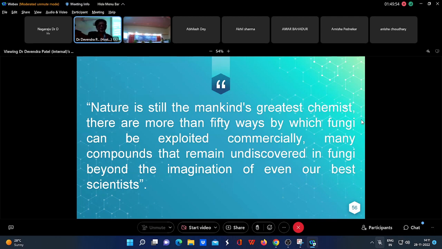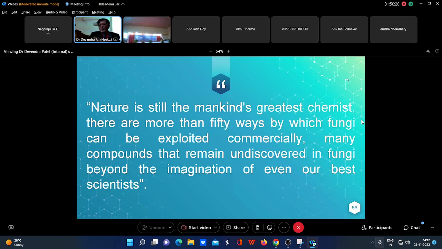So if we have to see, nature is there. We are getting so many things from nature. But there was another paper that over 50 fungal formulations have been commercialized till today. This was a recent paper. All these details have been given in that.